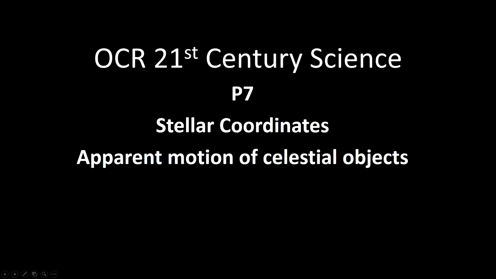This P7 video is about stellar coordinates and the apparent motion of celestial objects. So what we're going to look at first of all is how we define the coordinate system for locating objects in the night sky. And for that we need to understand something called the celestial sphere.